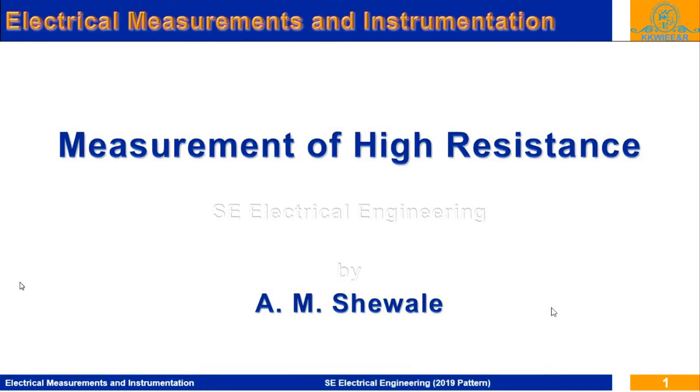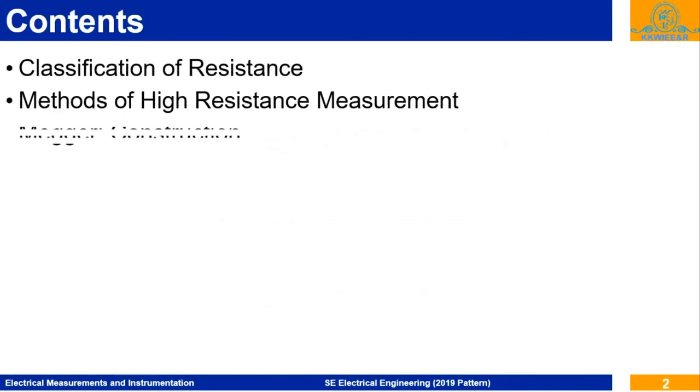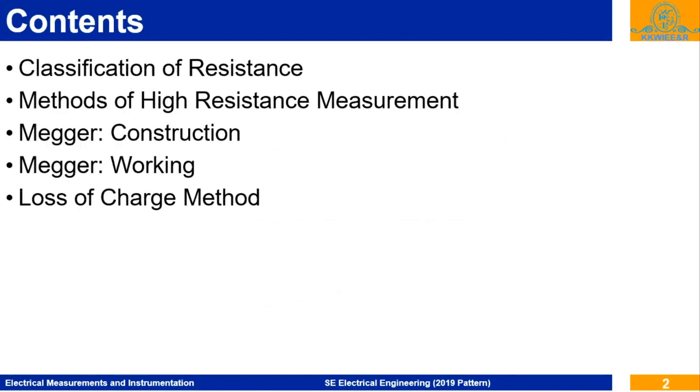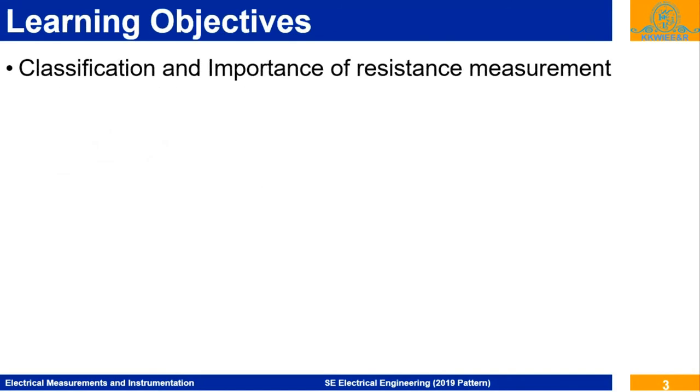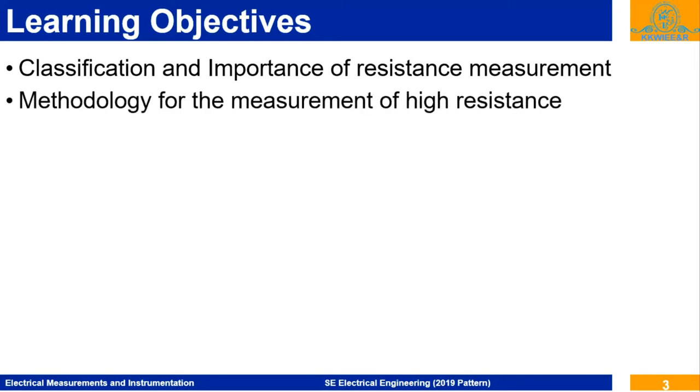Welcome back to the session of electrical measurement of high resistance. In this session, we are going to see the measurement of high resistance, and the contents of this session are classification of resistance, methods of high resistance measurement, construction and working of Megger, and loss of charge method. The learning objectives are classification and importance of resistance measurement, and methodology for measurement of high resistance.